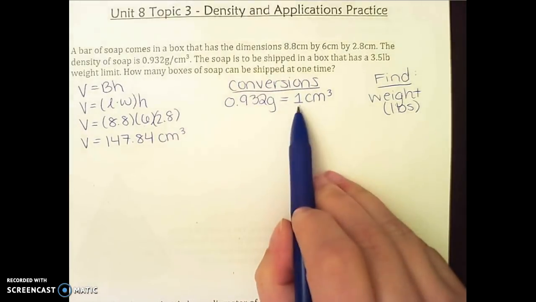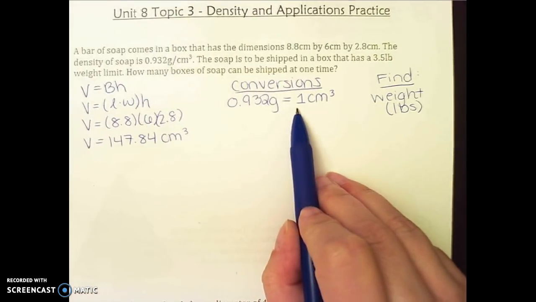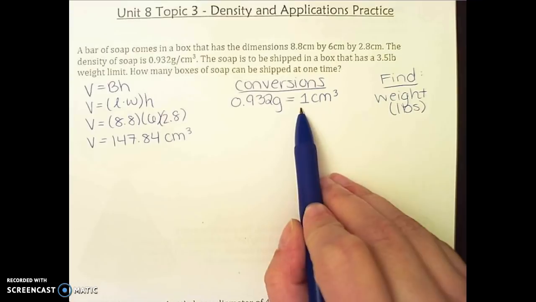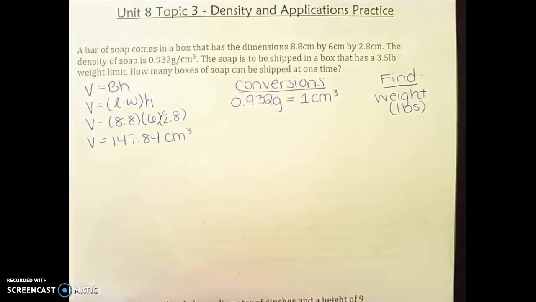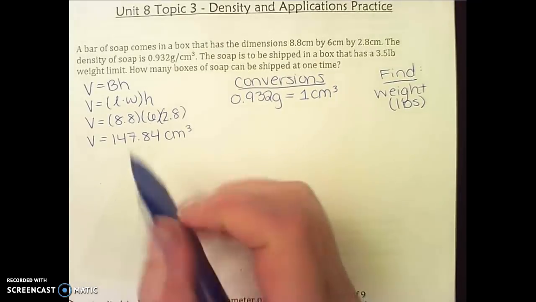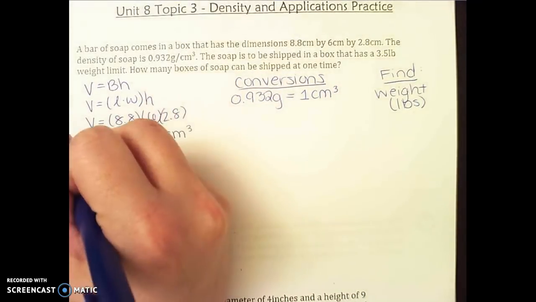Okay, so this is a conversion that was given to me in the problem. In most of these problems, I'm going to be using more conversions. I have that reference sheet with conversions available to me as well. Okay, so what we're going to do is always start with our volume. So I'm going to write our volume.